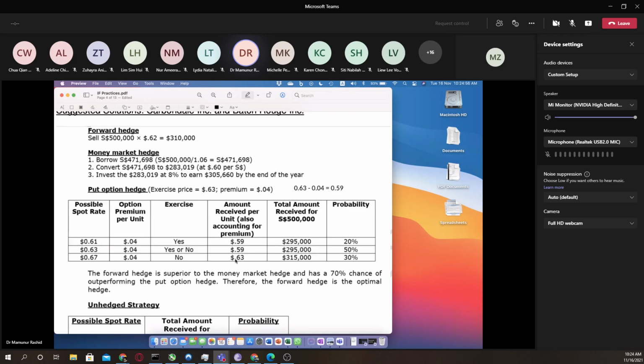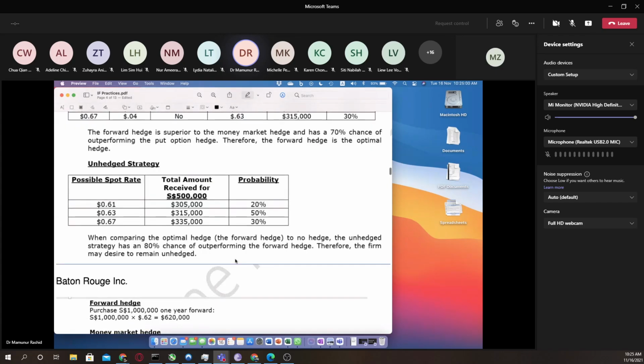Depending on what type of company, if you remember in the previous class, we said that there is a possibility that you may increase your receivable if you are taking an extra amount of risk. In the unhedged strategy, you are not hedging, you're going with the spot rate 0.616367 multiplied by the 500,000 Singapore dollars. You'll get 305, 315, and 335, with probabilities of 20%, 50%, and 30%. So there is at least a 70% probability, 20 plus 50, that your receivable will be 315, which is higher than any other option before. And there is a 30% chance that your receivable can be even higher, at 335.